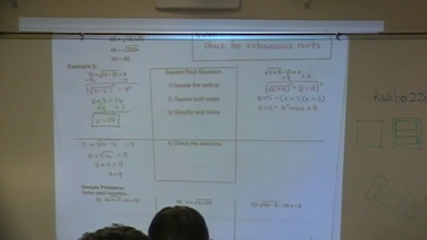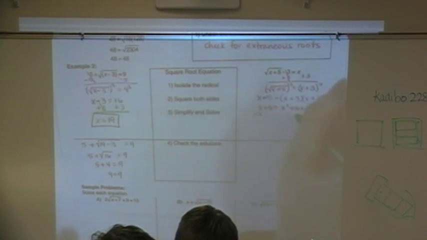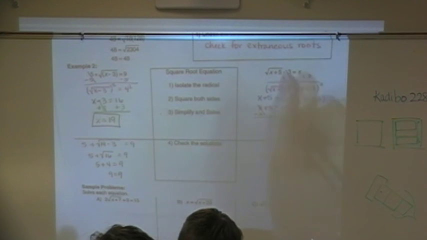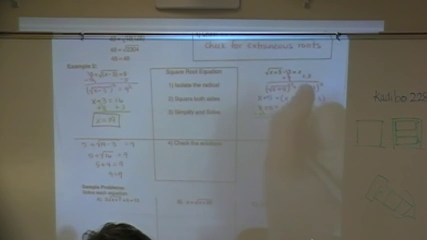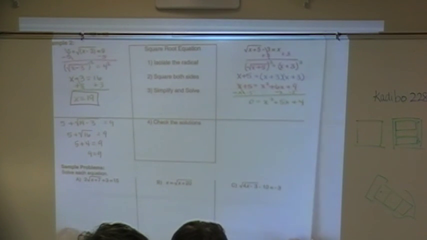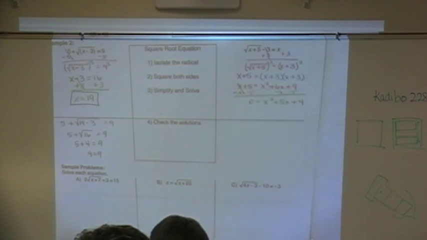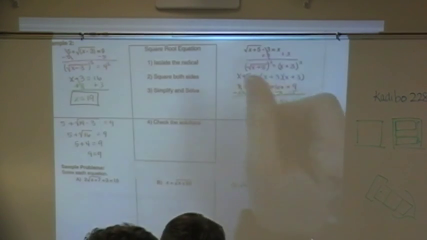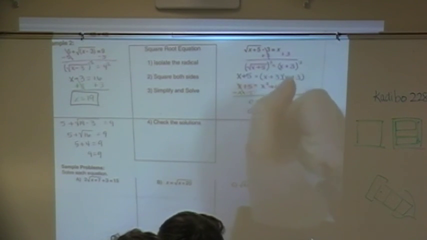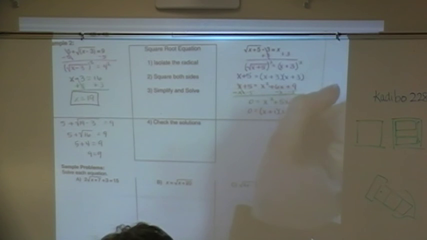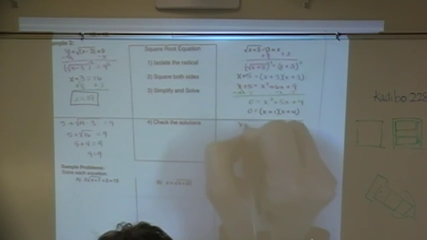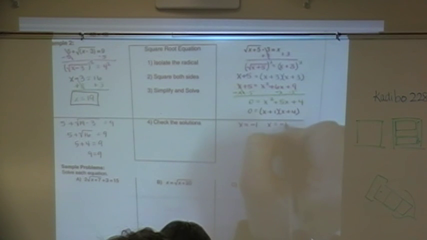So I'm going to move my x and my plus 5 to the left. So subtract x and subtract 5. So I get x squared plus 5x plus 4. I prefer to factor. So that factors, anybody got it? 1 and 4. Positive both. x plus 1, x plus 4. Which means my two answers come out to be x equals negative 1 and x equals negative 4.